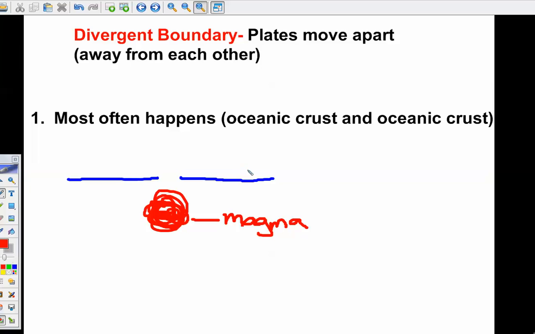And since these plates are moving away from each other, this magma has all this extra room and it is less dense than rock. So what will happen is it will come in and it will start filling in this area. And over time it will fill in and make new crust. And this is what forms our mid-ocean ridge.